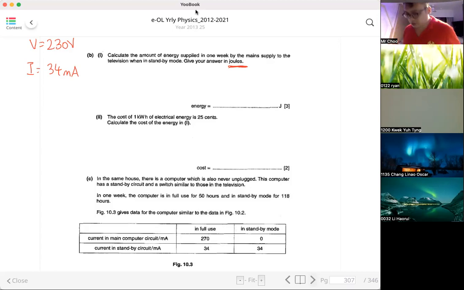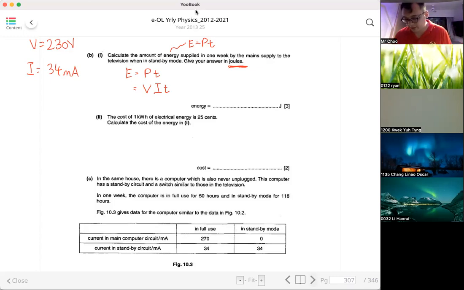Okay, let me go through the question. All of you know that energy is equal to power times time. Am I right to say that? So energy is equal to power times time. For this question, what is the power? Power is VI. Okay, you should know this formula by now.